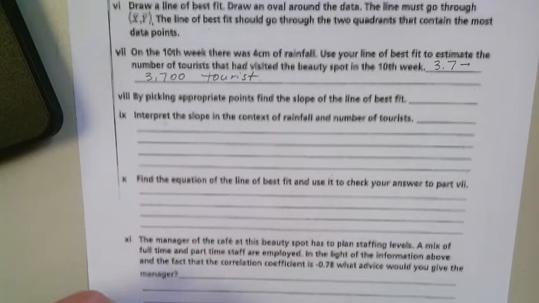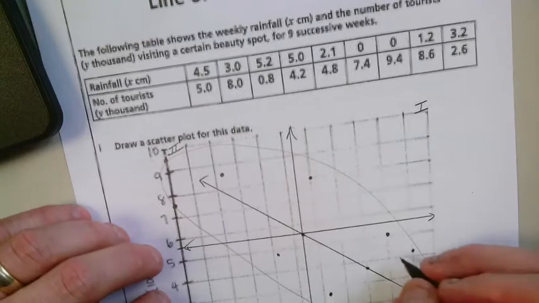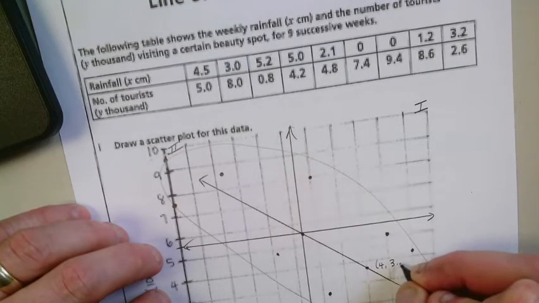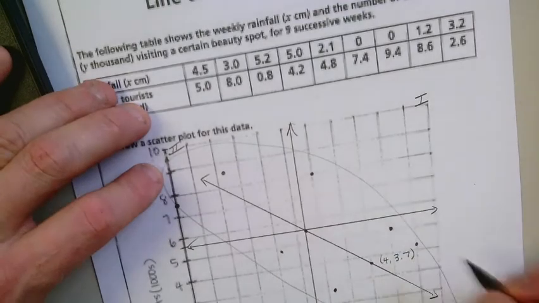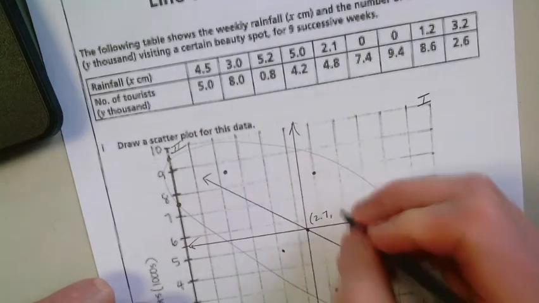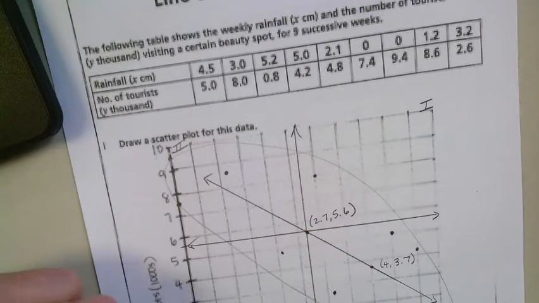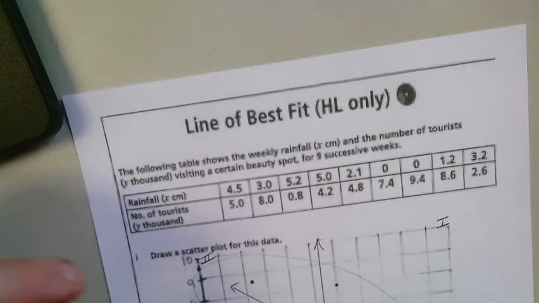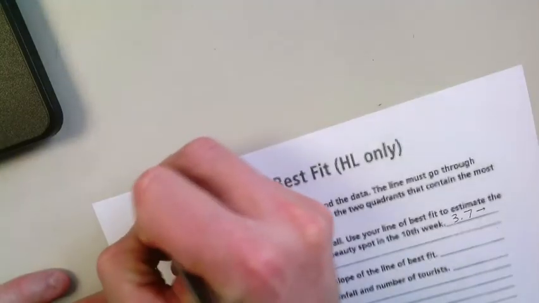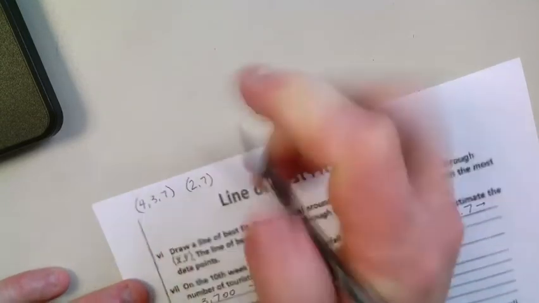By picking appropriate points, find the slope of the line of best fit. Well, I already know what I estimated this one to be. I said it was 3.7, right? And this point right here, we already knew was 2.7, 5.6. I'll say 5.6, not 5.644, okay? So I'm going to use those 2 points, 3.7 and 2.7, 5.6.